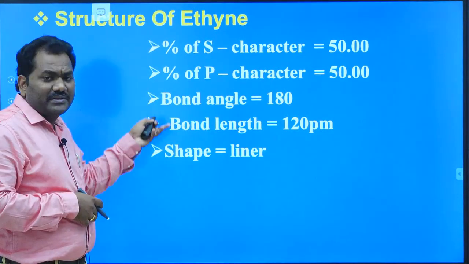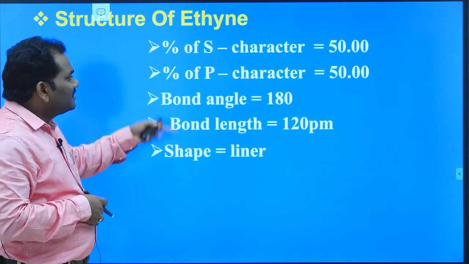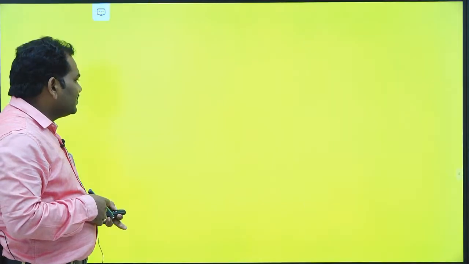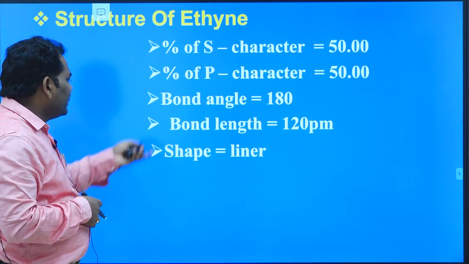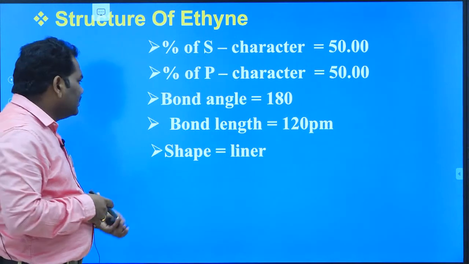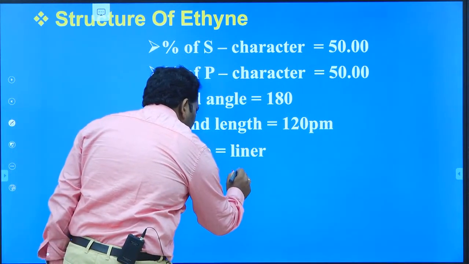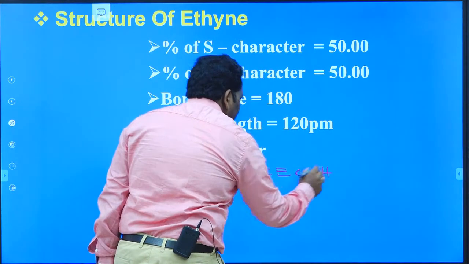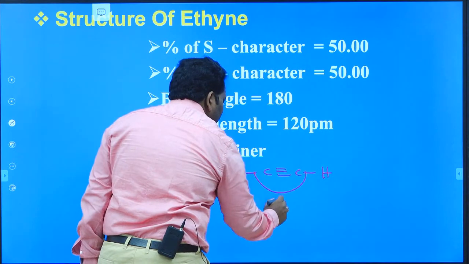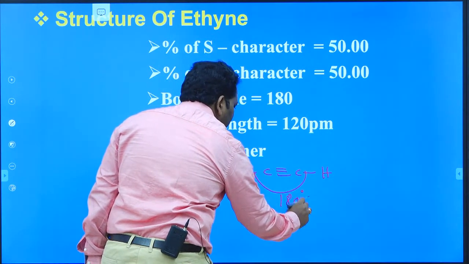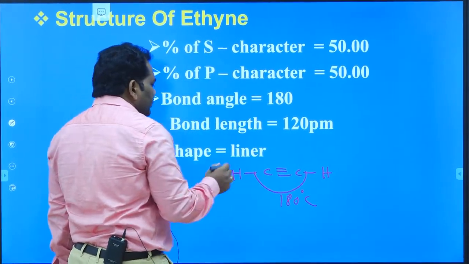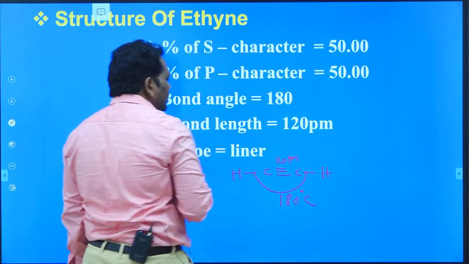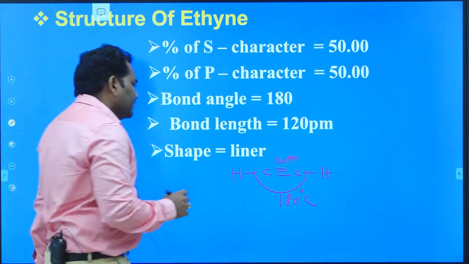We are discussing about acetylene. So these are the bond parameters, or structure, of acetylene. And finally the structure of acetylene is like this: H-C triple bond C-H. Okay, here the bond angle is 180 degrees. Here the carbon-carbon bond length is 120 picometers. Each carbon undergoes sp hybridization.